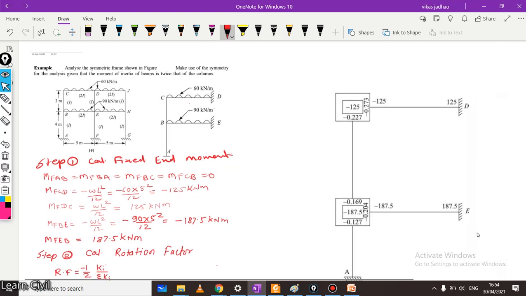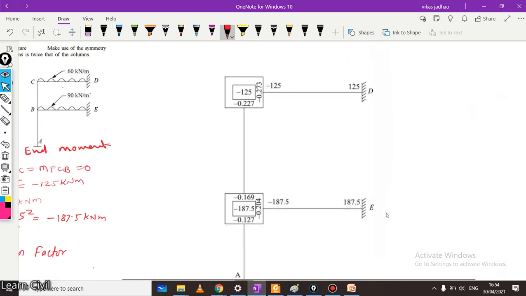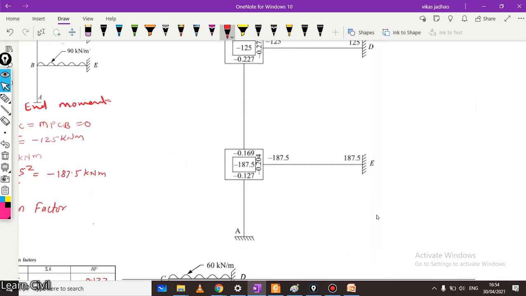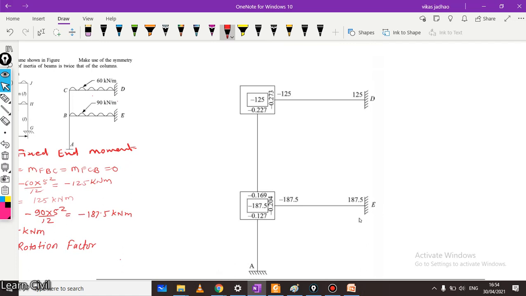So this is our iteration table. All the values are already written: I have written all the fixed end moments and other values here. We have written down the summation of fixed end moment, rotation factor, and fixed end moment. Okay, so cycle 1. In cycle 1, we will first find out the rotation contribution at joint C.